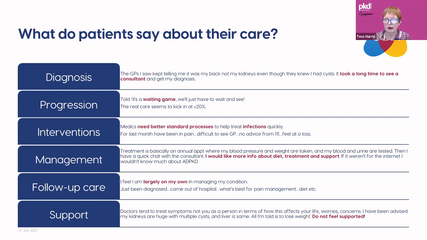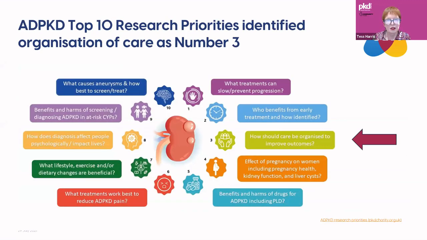So that's a view looking at it from the healthcare side and then from patients. And this is a chart that shows the outcome of our recent top 10 priority setting partnership, where we identified in consensus the top 10 research priorities for ADPKD patients in the UK. And this was agreed by patients, carers and healthcare professionals. And it's probably therefore no surprise that number 3 in the research top 10 was research into how care should be organised to improve outcomes. So this is really identified now as an important topic.